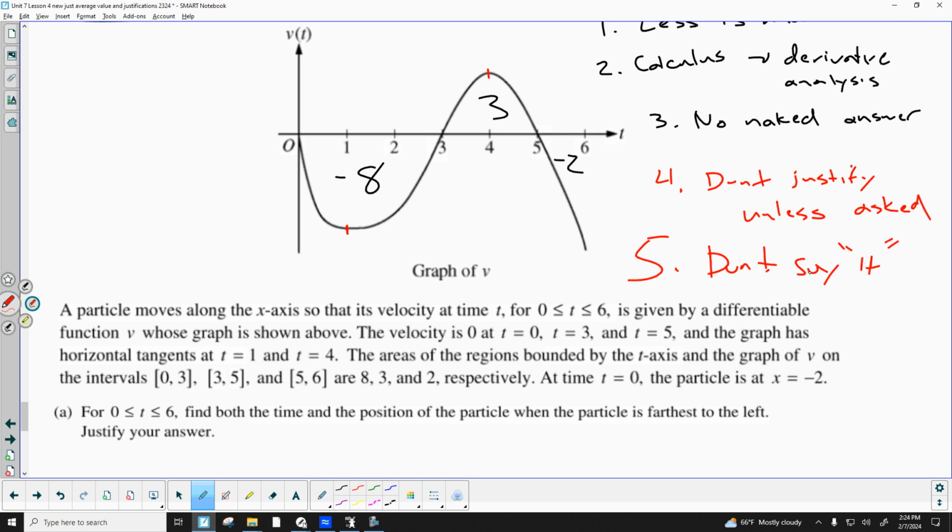Don't say it. Don't say the graph. The graph could mean any graph. Like graph of what? It's like, oh, this graph. It's like, I didn't know you were talking about that. I thought you were talking about the graph of position. I thought you were talking about the graph of acceleration. I don't know. So don't say it.